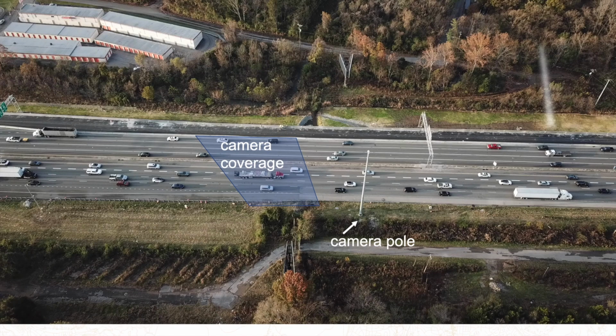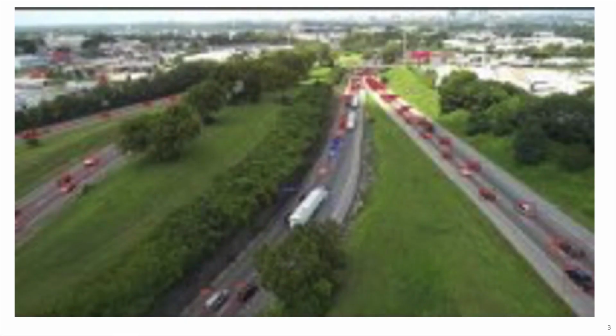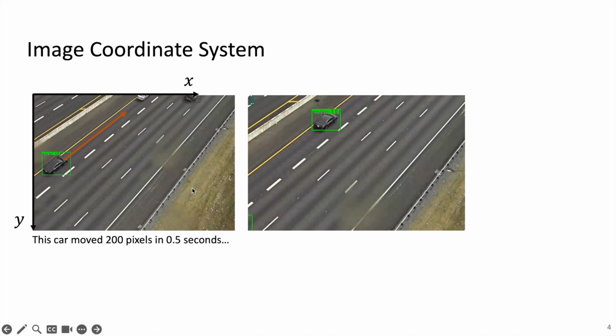Okay, so our fundamental problem is that we are receiving object coordinates that come from cameras along the roadway, and that gives us information about where objects are in terms of pixels. So we know that this car is contained in a bounding box that's 200 pixels wide by 150 pixels tall, and it moved 200 pixels in half a second or something like that. And the problem is basically that that is not useful information for a traffic scientist out of the box. We need to transform that information into a coordinate system that has meaningful units and is along meaningful axes.